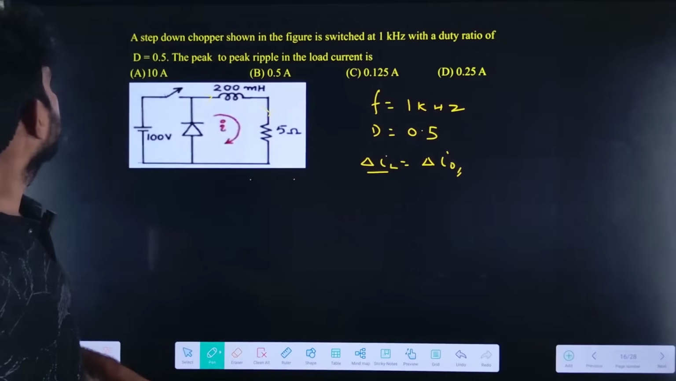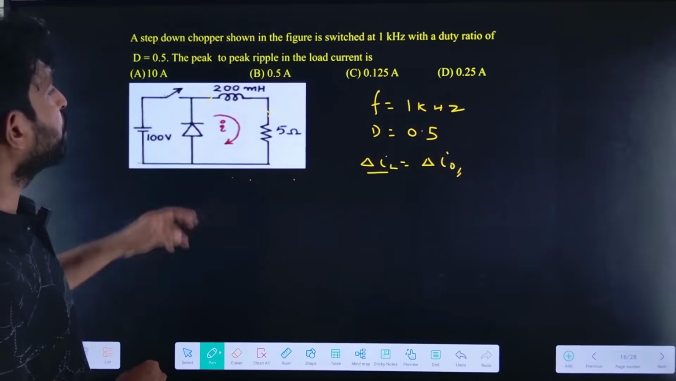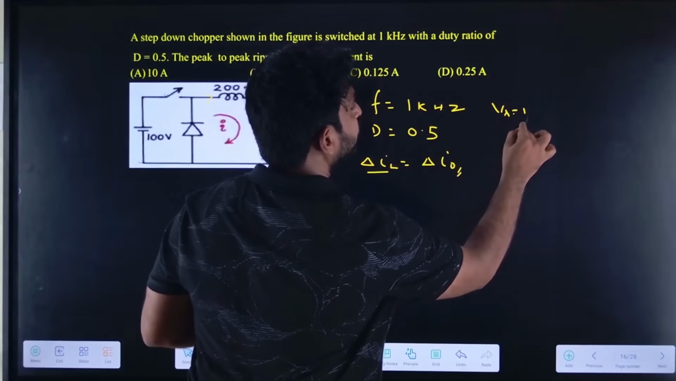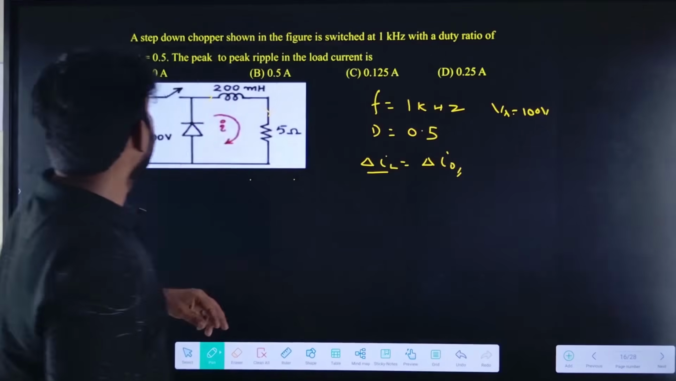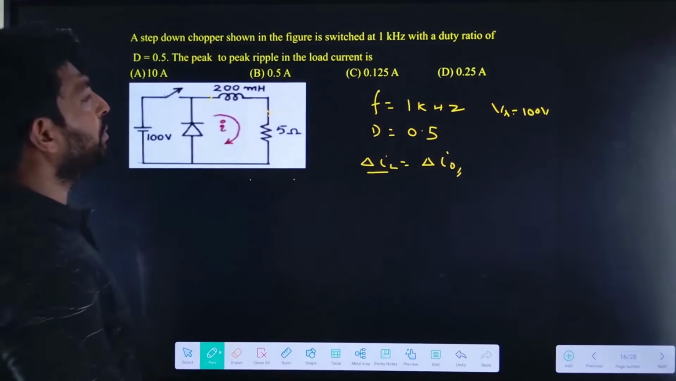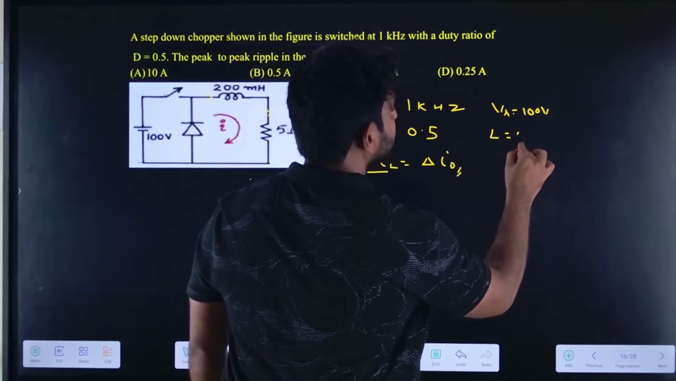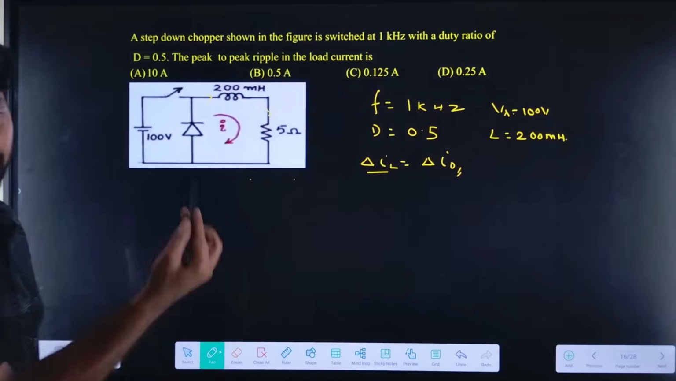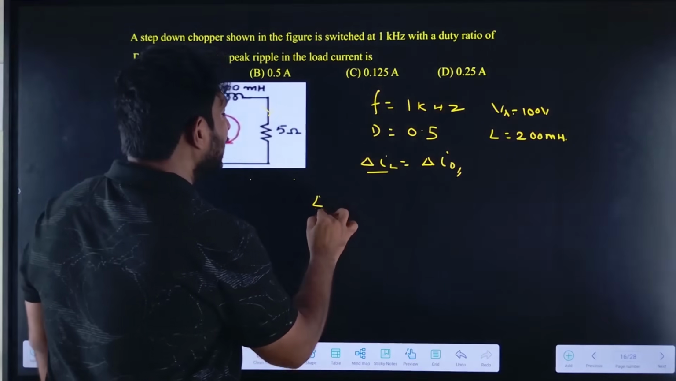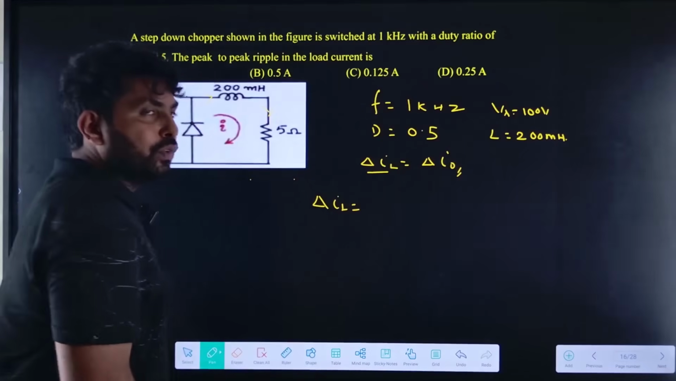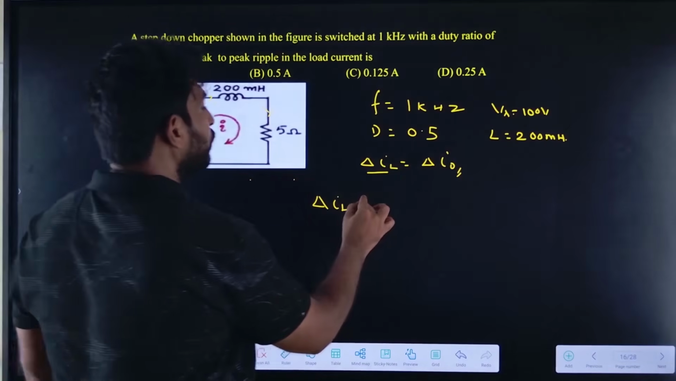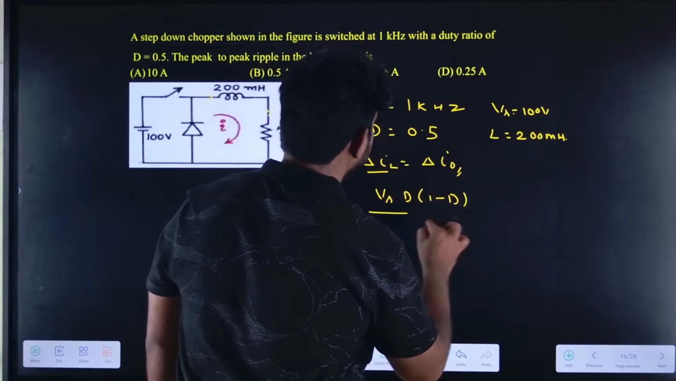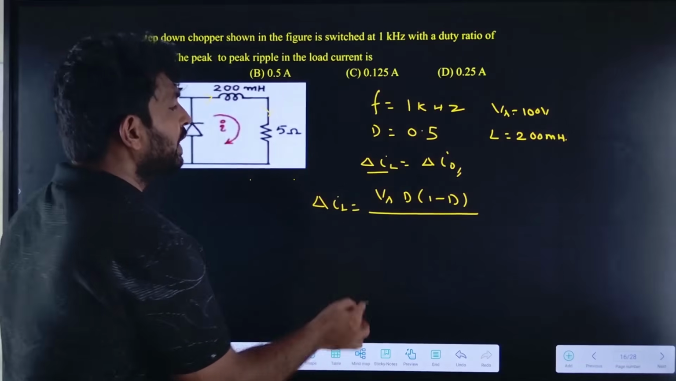Here the duty cycle is given and the input voltage Vs is given as 100 volts, and L is given as 200 millihenry. Now we need to find the delta IL. Simple, so what is the delta IL? It is equal to Vs into D into 1 minus D, divided by L into F. You can directly substitute the formula.